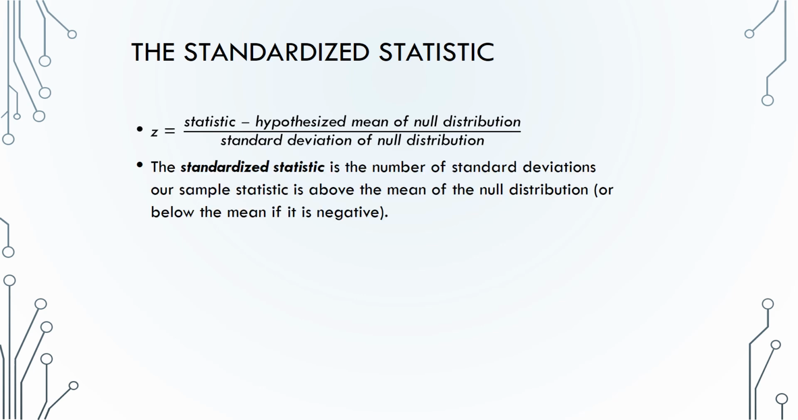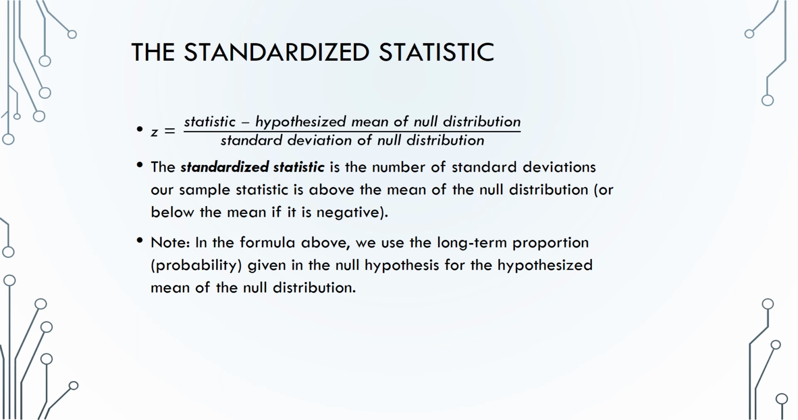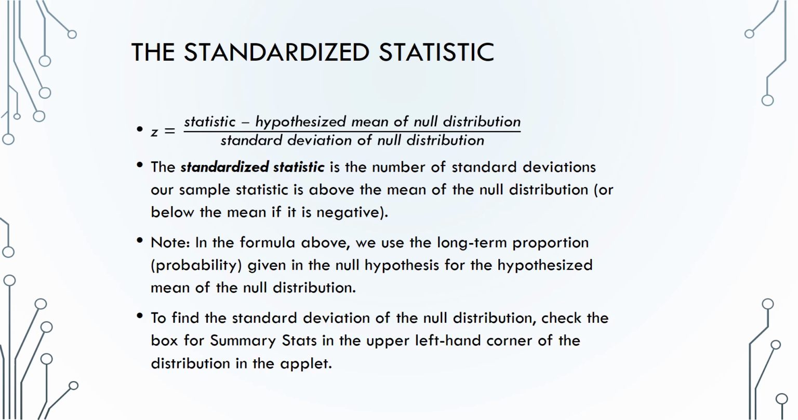The standardized statistic gives the number of standard deviations our sample statistic is above the mean of the null distribution, or below if the standardized statistic is negative. Note in the formula above, we use the long-term proportion or probability given in the null hypothesis for the hypothesized mean of the null distribution. To find the standard deviation of the null distribution, check the box for summary stats in the upper left-hand corner of the distribution in our applet.